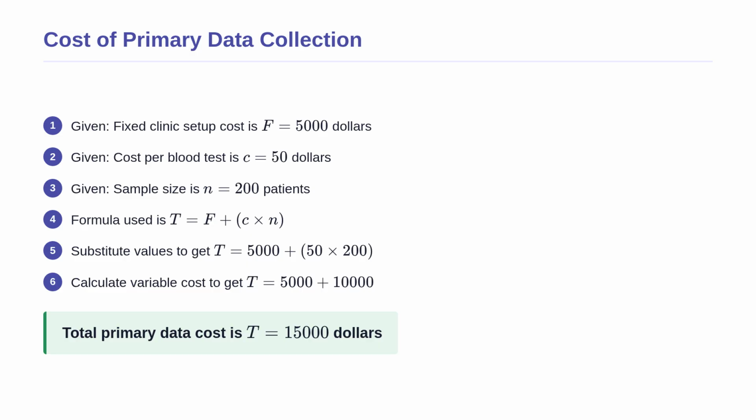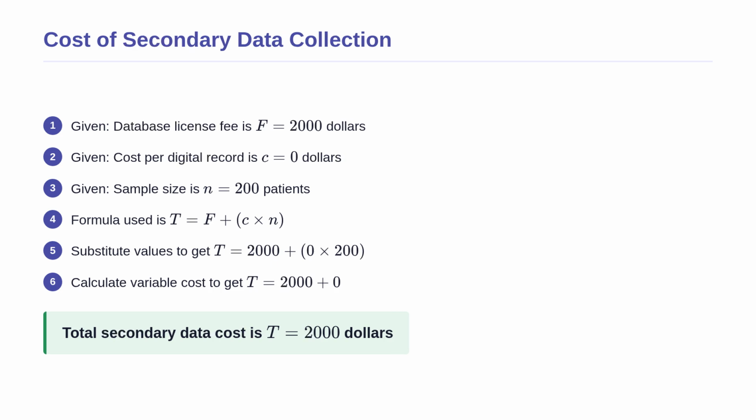We start by writing down our formula. T equals F plus C times N. We substitute 5,000 for F, 50 for C, and 200 for N. Multiplying 50 by 200 gives us a variable cost of $10,000. Adding this to our fixed cost, we find that the total financial burden to collect this fresh, first-hand data is $15,000. This shows how quickly costs escalate when doing the groundwork yourself.